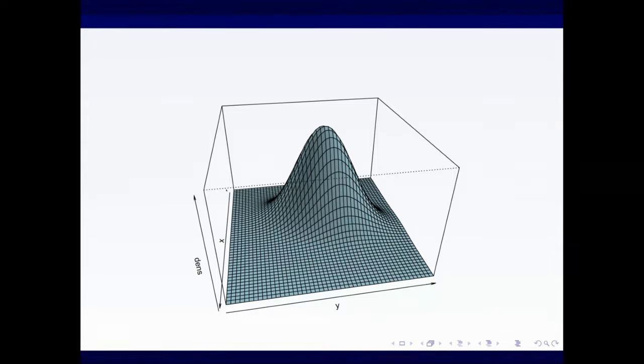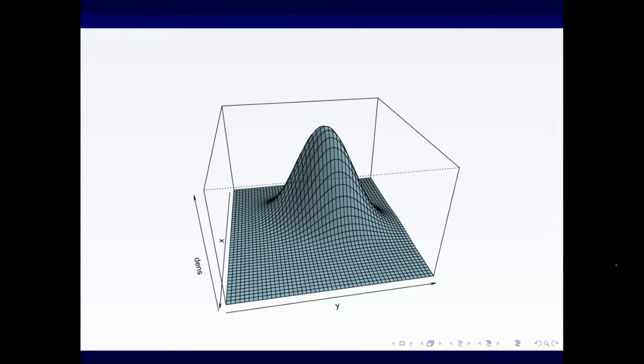If you ignore this y and only look at this x part, we have the bell-shaped curve, which is the usual univariate normal distribution. And if you look at this y part, ignoring x, you can also see the bell-shaped curve, which is the univariate normal distribution. So this is the 3D plot of the bivariate normal distribution.